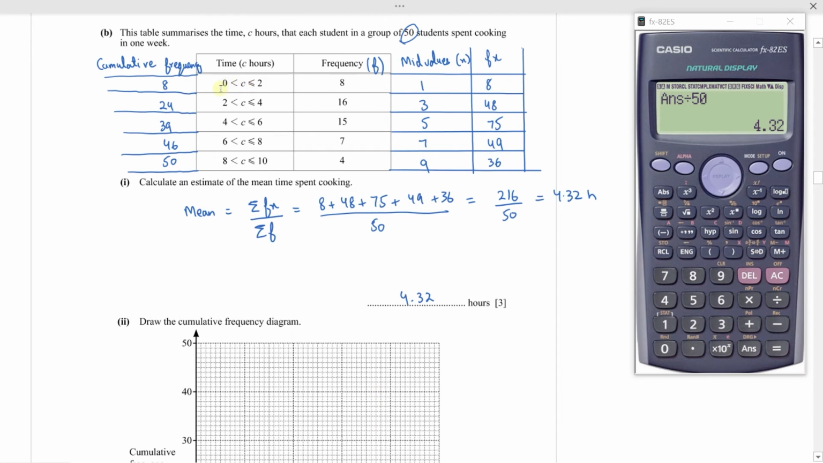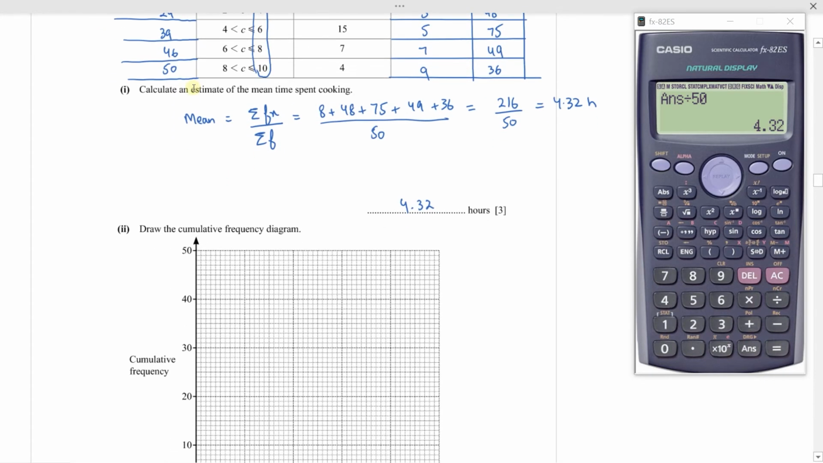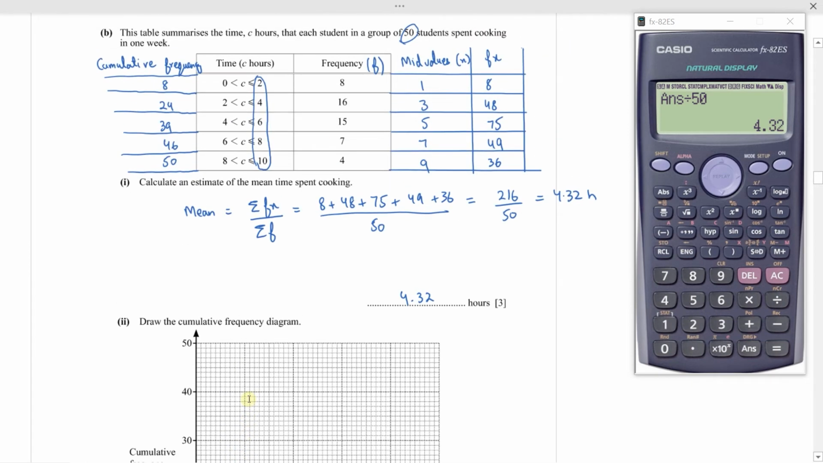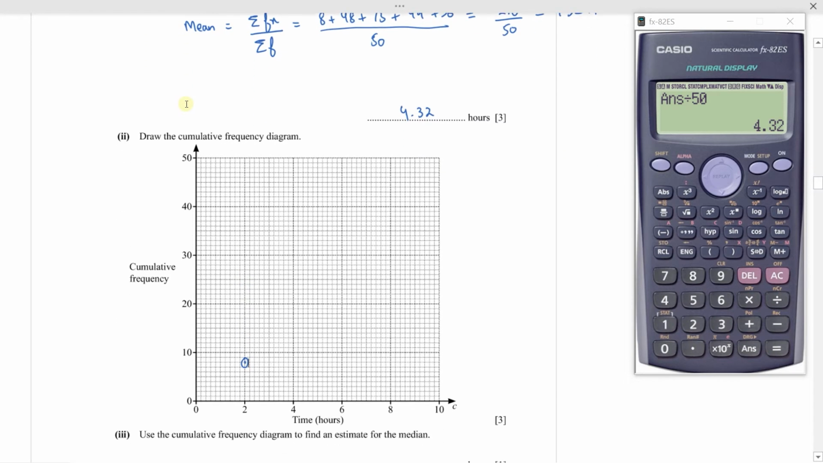Since you have class intervals here, you take these upper bound values for the class intervals when you draw the cumulative frequency curve. So when your x value in hours is 2, your cumulative frequency value is 8. So let's plot these. So 2 and 8 will be this point. The next point will be 4 and 24. So 4 and 24 will be this.